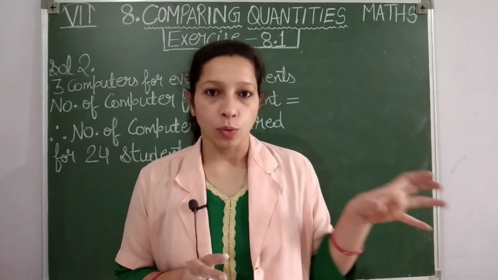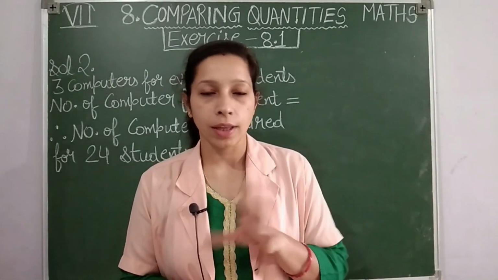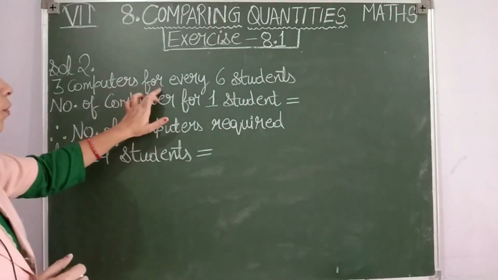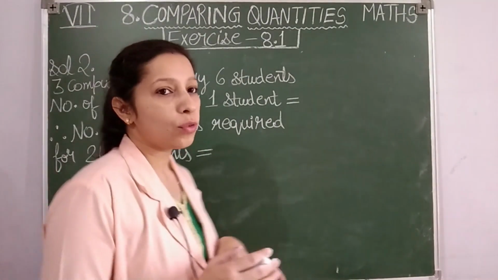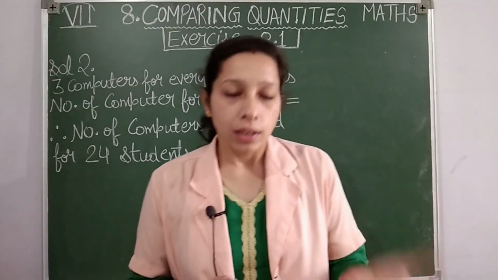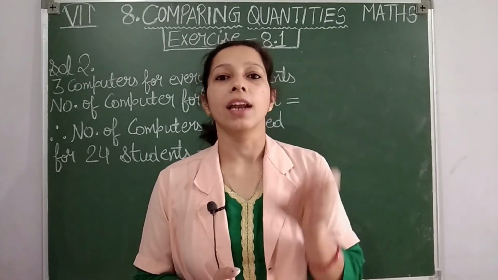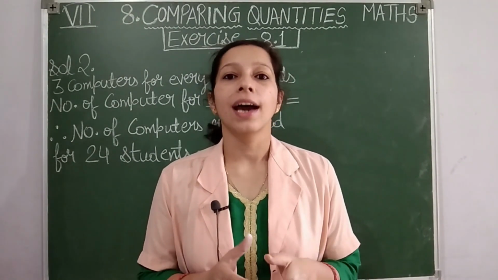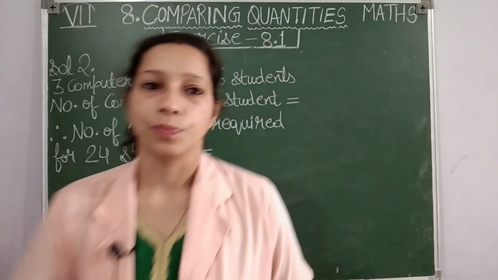Every 6 students use how many computers? They are using 3 computers. See the first step: 3 computers for every 6 students. Okay, fine students. Then you have to find how many computers will be used by 24 students. Means you have to find the number of computers that 24 students are going to use. Students, here we will solve this question by using the unitary method.